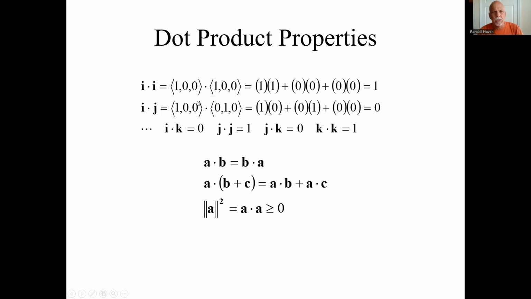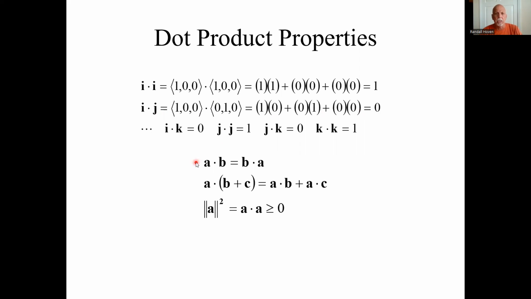Talking of the standard basis, if I do, say, i dotted with i, go through that, I get a 1. If I do i dot j, I end up getting a 0. Same with i dot k. In fact, any of the standard bases dotted with itself will give you a 1. And if you dot it with either of the other two standard bases, you get a 0.